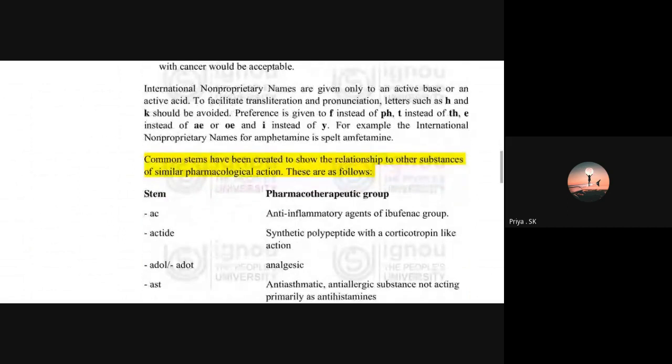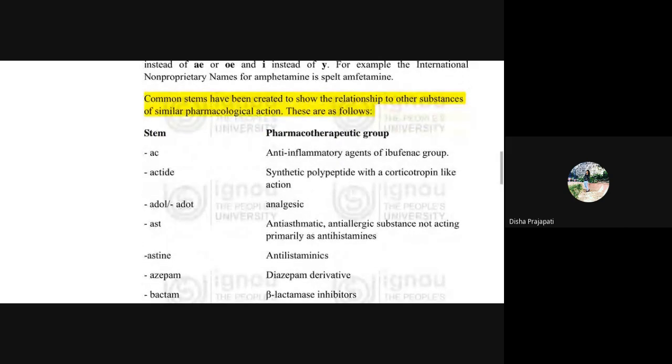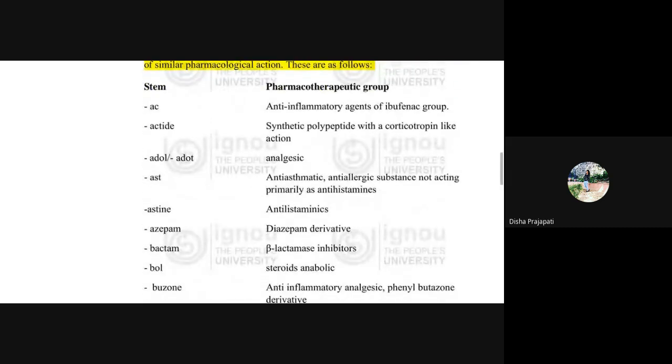These are as follows. If AC is present in the compound, it is an anti-inflammatory agent of the ibuprofen type. Then actide, a synthetic polypeptide with a corticotropin-like action. Adol or adot is an analgesic. AST is anti-asthmatic or anti-allergic substances. Astine is antihistaminics.